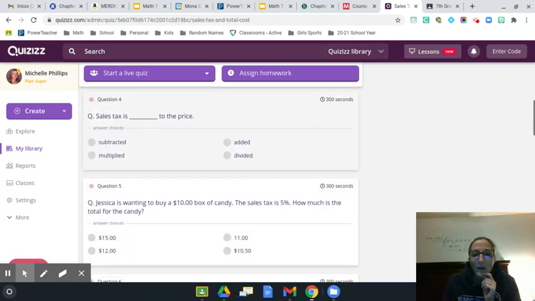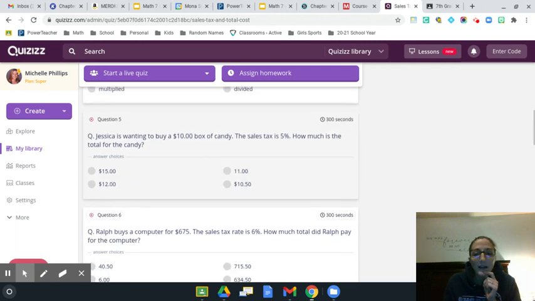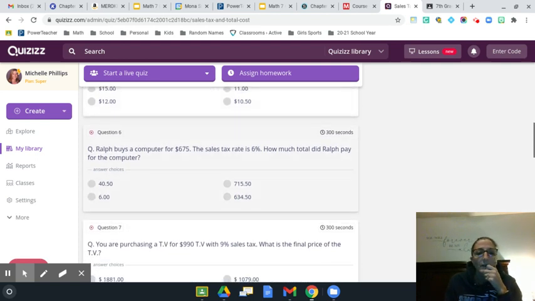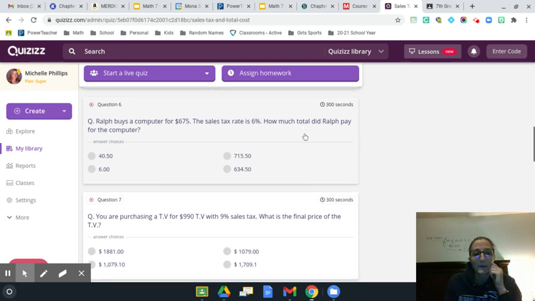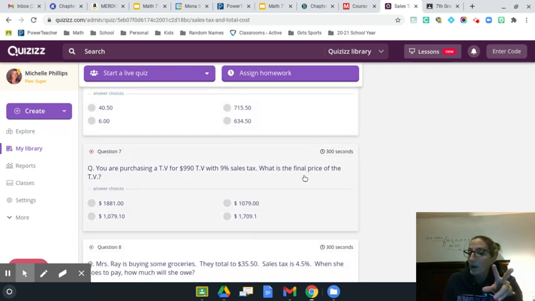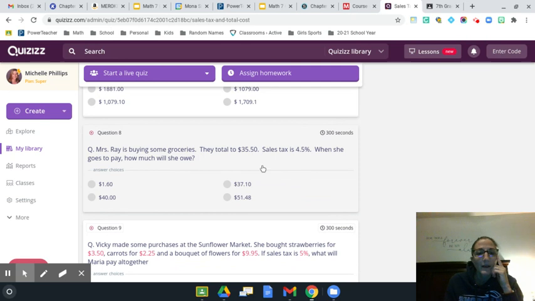Okay. Let's see, number 5. How much is the total for the candy? You see that word total, you have to do 2 steps. You're going to be adding 2 steps here. Find the tax, add the tax for the total. Again, number 6, how much is the total that he paid? 2 steps. This uses the word final price instead of total, but again, 2 steps. There's no 4-step problems here. Number 8, let's see. When she goes to pay, how much will she owe? This is also going to be a total cost problem.